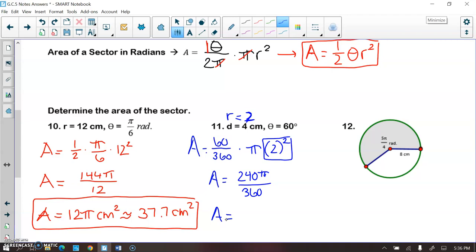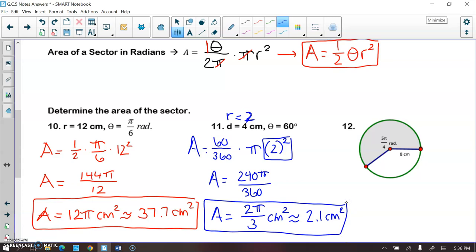Both 240 and 360 are divisible by 120. 240 divided by 120 is 2, so I have 2 pi, and 360 divided by 120 is 3. So 2 pi over 3 centimeters squared. Or if I asked you to round this to the nearest tenth, you would do 2 times pi divided by 3, and that comes out to be 2.1 centimeters squared.